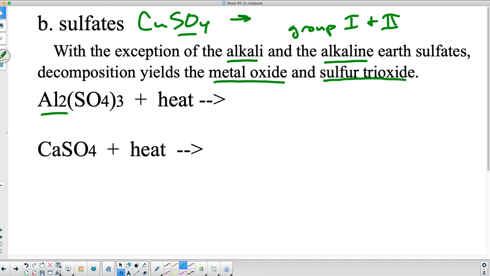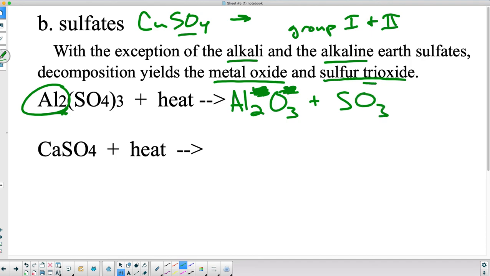Aluminum sulfate, Al2(SO4)3, plus heat yields the metal oxide. The metal is always the first one. That's aluminum. The sulfate drops out. We get rid of it when we go to the other side, and we write symbols and charges like that. Oxygen is a -2. That's the metal oxide. Now I just have to crisscross to get Al2O3, like that. And then plus sulfur trioxide. Sulfur trioxide is 1 sulfur and 3 oxygen, like that. Excellent.